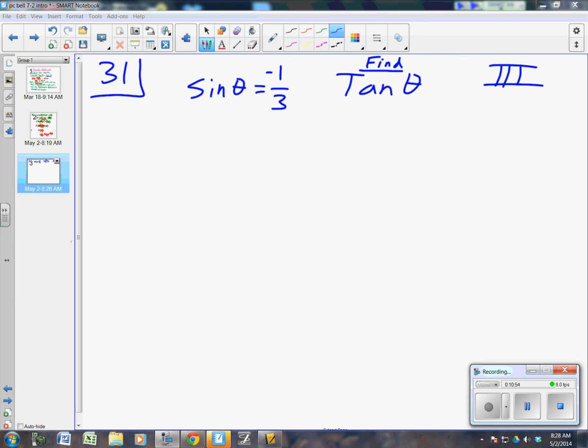Okay, so there's the identity that says sine over cosine equals tangent. That's the quotient identity, right? So if I knew the cosine, would I be able to use this identity? Yeah, to get the tangent. So what I need to do is find the cosine first. Is there an identity with a sine and a cosine in it?